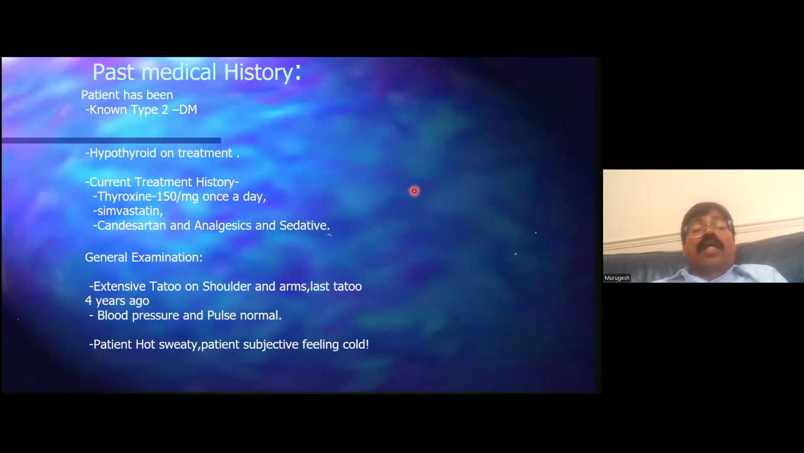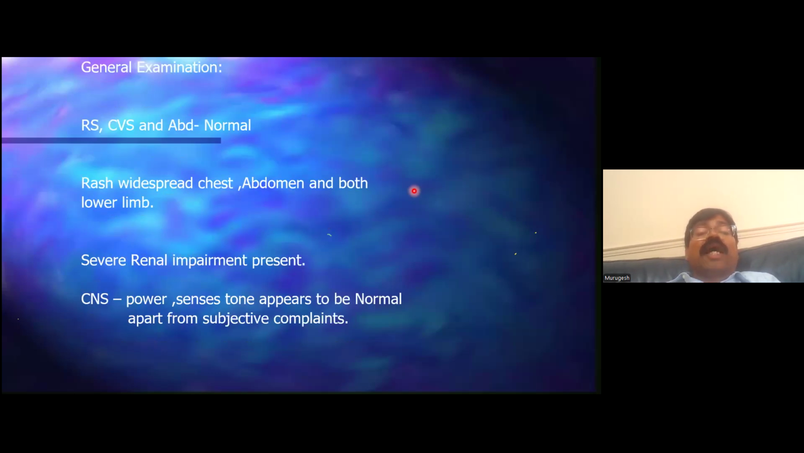General examination, in the UK, we give consideration to tattoo because some of them do develop hepatitis if done in non-sterile conditions. So we do that in general examination. This is one thing we do take care of. And blood pressure and pulse was normal. She was hot, subjectively feeling cold. She had a rash widespread on the chest, abdomen, and both lower limbs. CVS, RS, and abdomen was normal. She had a renal impairment, significant renal impairment. Central nervous system power, sense, and tone appear to be normal.